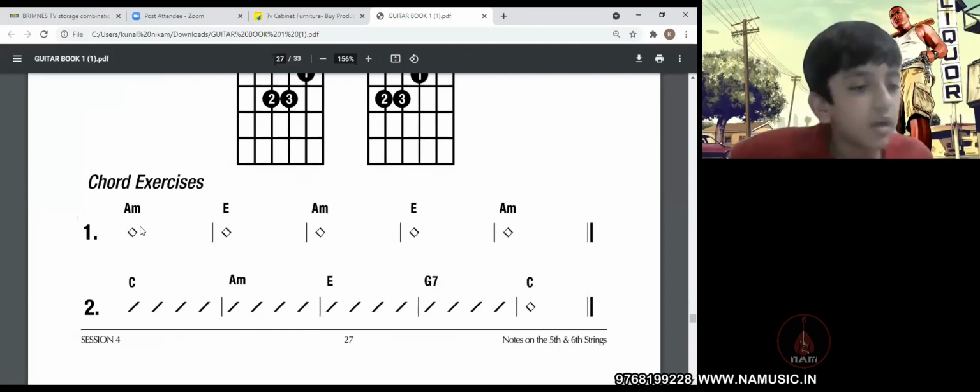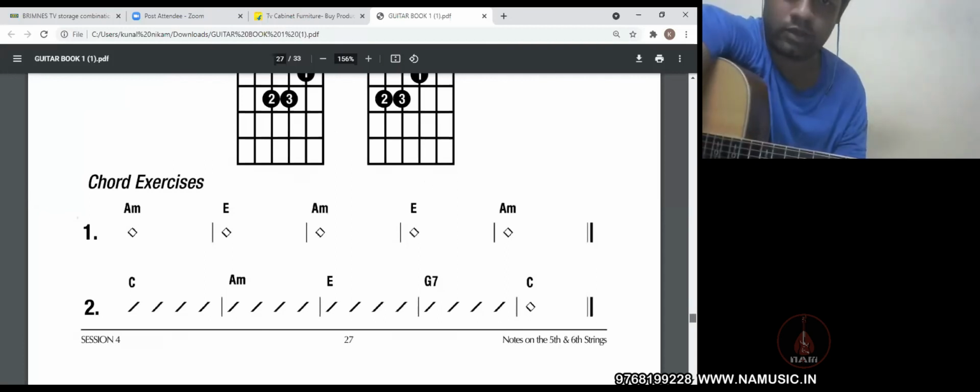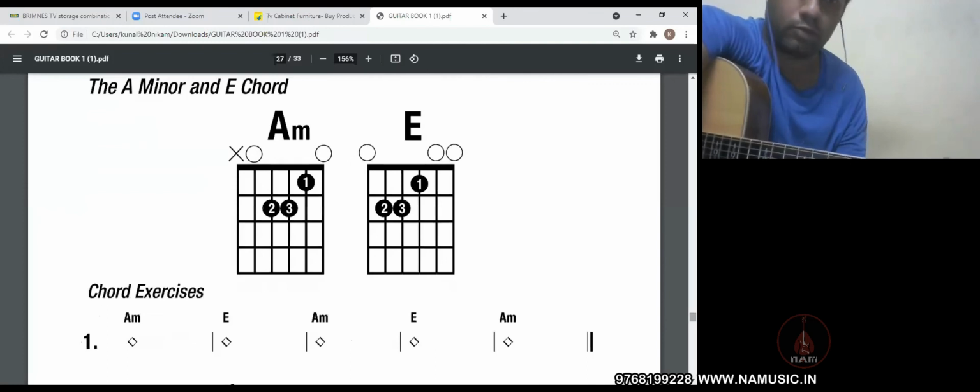Sir, how is G7 played? I don't know. I'll give you G7 also, don't worry. First, do the first one. See the first one. How to play the first one. See here.